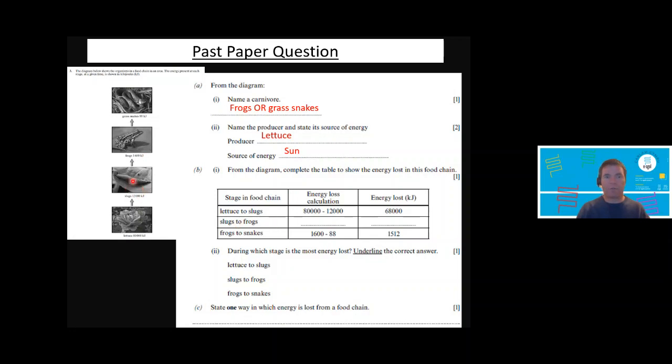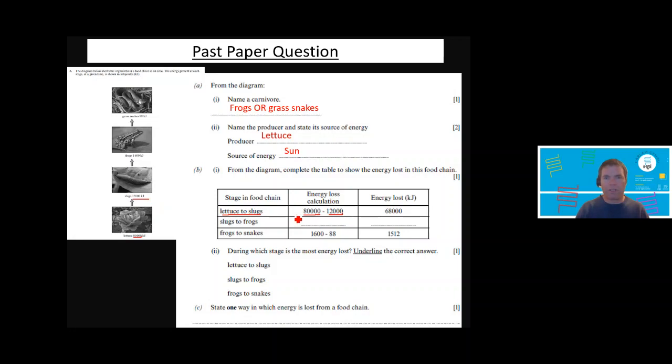So the energy is lost between slugs and frogs. Well, look what they did for lettuce to slugs. Let's just say now you didn't know what to do. Okay, I don't know what that means. Okay, but just look at what we've got here. I wonder if I can just get some writing on here. So you can see that if we look at lettuce to slugs, there's lettuce with 80,000. Well, look, there's 80,000. And slugs is 12,000, and look, there's 12,000.